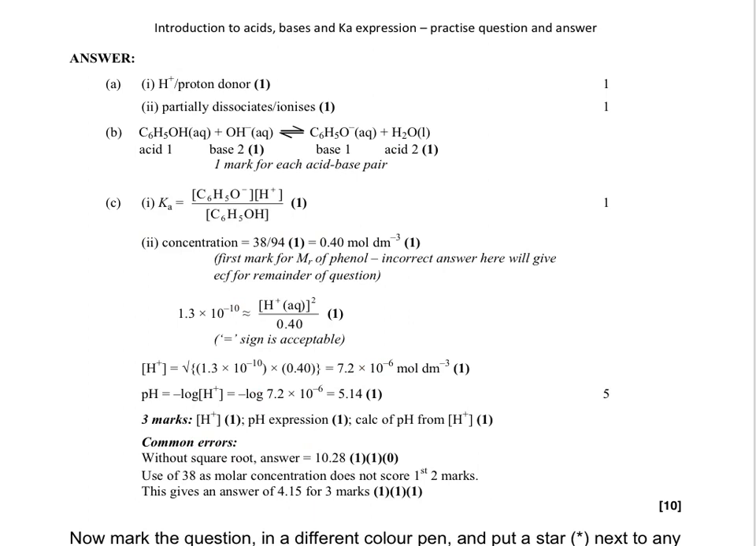So just quickly checking our mark scheme, we said that it was a proton donor and that it partially dissociates and ionizes if it's a weak acid. We got the acid-base pair for each. We got the Ka expression, and we correctly converted grams per decimeter to the minus 3 to moles per decimeter to the minus 3 as 0.40. We used H plus squared and inserted all the numbers into the Ka expression, which gave us 7.2 times 10 to the minus 6 as the value for H plus, and from that we could work out that it was 5.14.